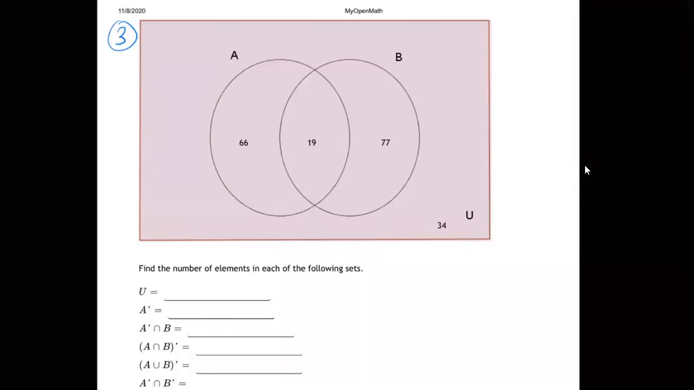Okay, so they're going to start off. They're asking us, we have a couple of circles, A and B. It's another Venn diagram, right? We have circle A, circle B. We have 6 here that are in A only, 19 in the middle, they're in both. And the 77 are in B only, and the 34 are outside of both circles. They're asking us for the universe. U equals the universe, which means everything in the box.